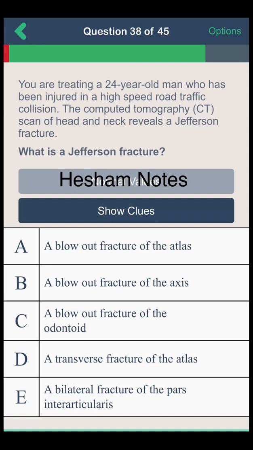Jefferson fracture. Okay, you are treating a 24-year-old man who has been injured in a high-speed traffic collision. CT scan of head and neck reveals Jefferson fracture. What is Jefferson fracture? We said that Jefferson is C1, Atlas fracture. Yes, the Atlas fracture is C1. Axis fracture is called hangman fracture. Hangman. Okay, excellent. The fracture of the odontoid is transverse.